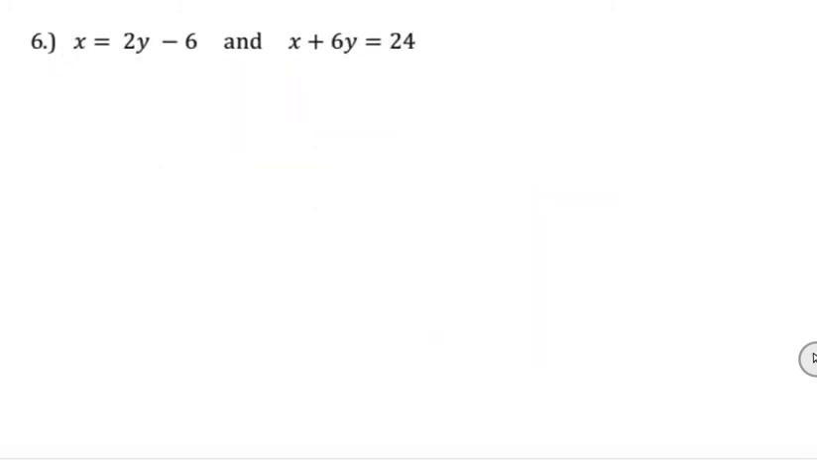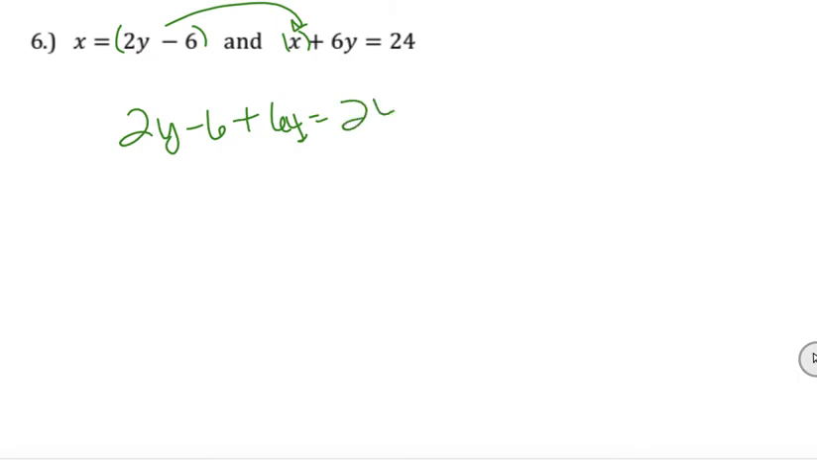If you want to try one more problem on your own, here you go. I guess this is what I was talking about. You don't always have a number to distribute. We could just take a quick peek at this. X equals 2y minus 6. I could plug that in for x right here. So I don't really need parentheses when I plug it in because there's no number out front. So I'm simply already going to have 2y minus 6 plus the 6y equal to 24. So we're ready to combine like terms.